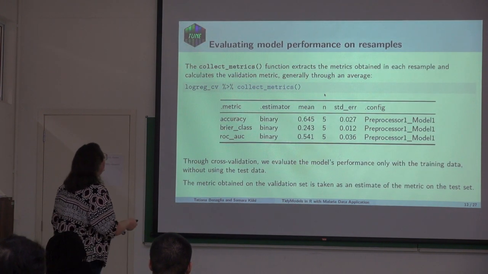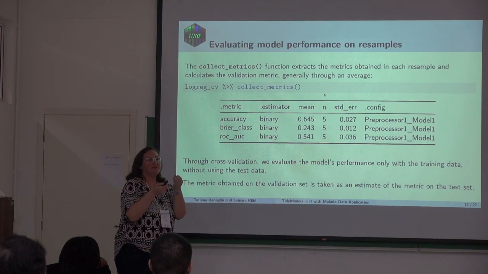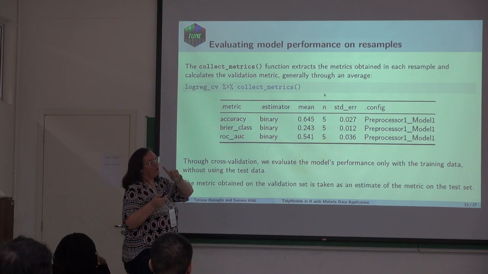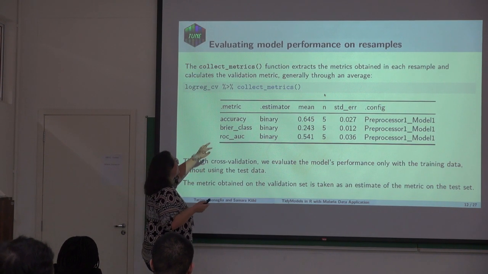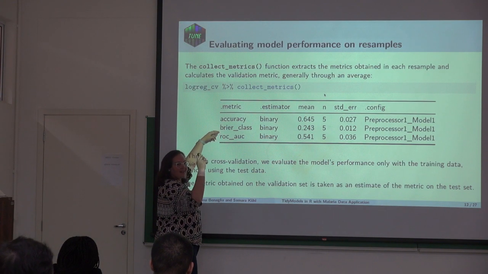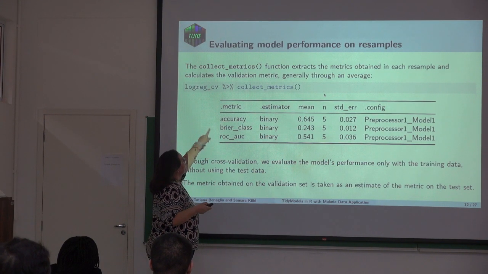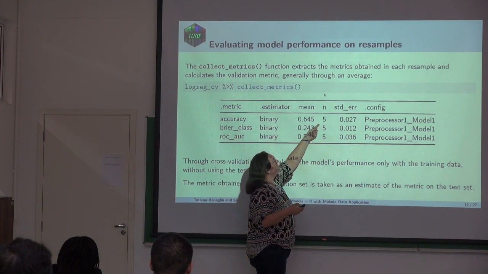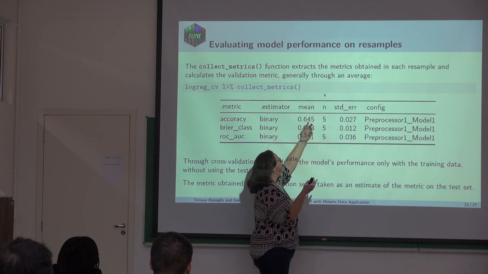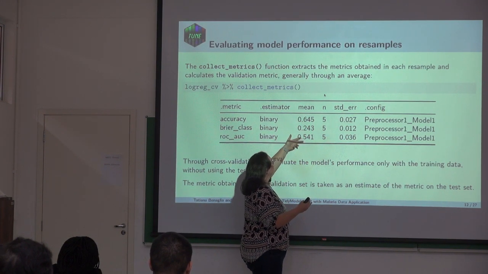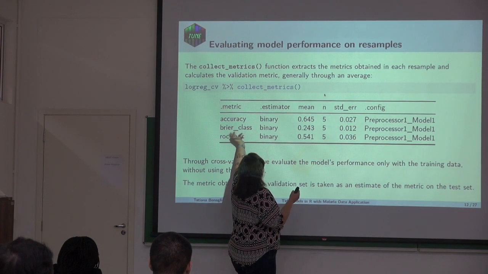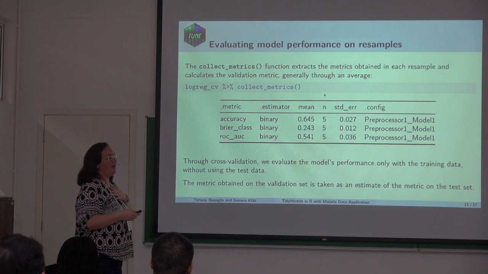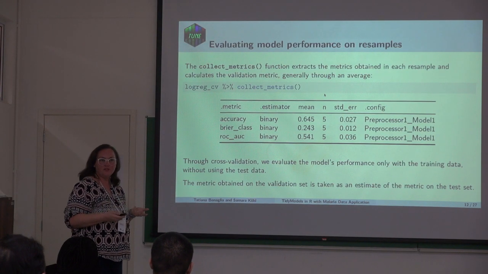Here, how do I extract these metrics? I use collect_metrics. Here are the defaults. Notice the default metrics are different from the other one, but okay, these are the default metrics. And notice that since we have 5 folds, it is the average of 5 accuracies, one for each fold, and likewise for Brier class and ROC AUC. Now I have my cross-validated metrics.